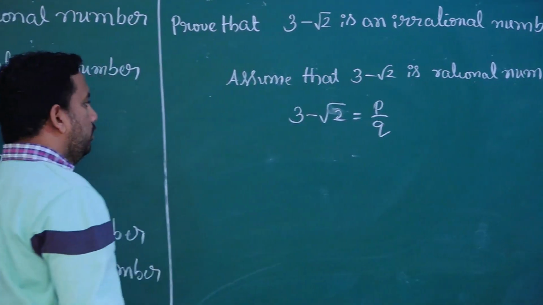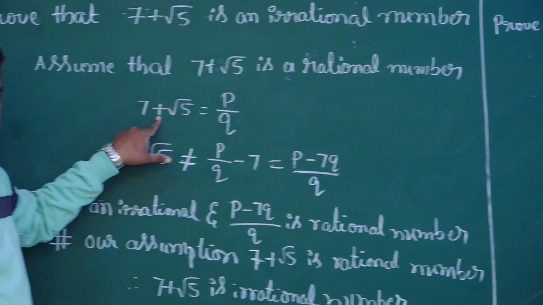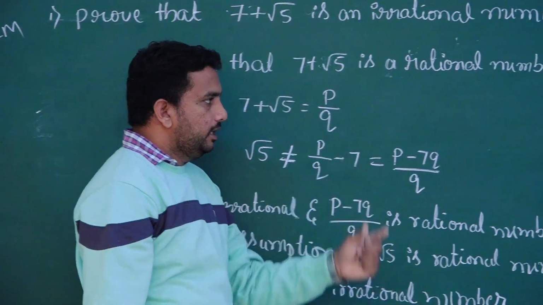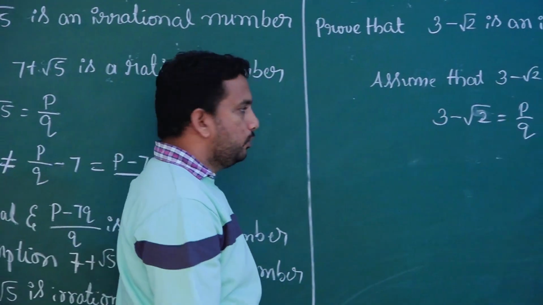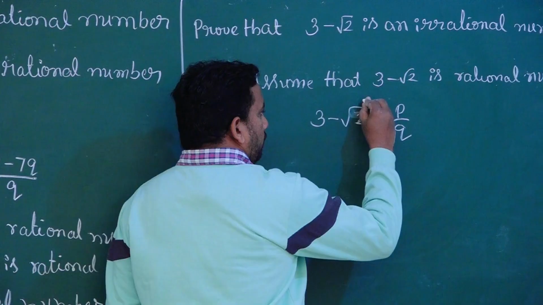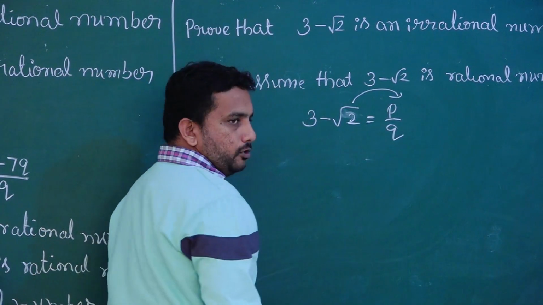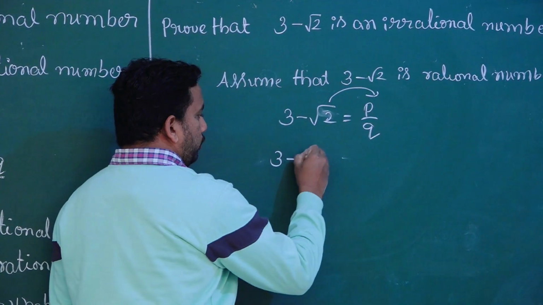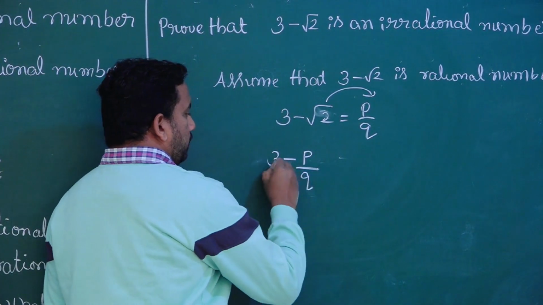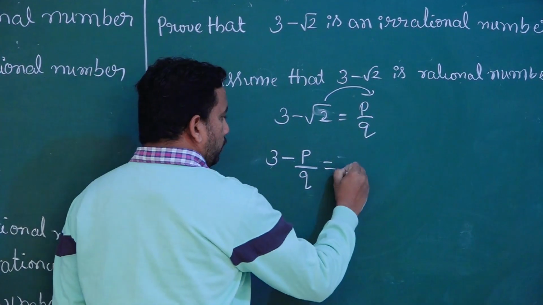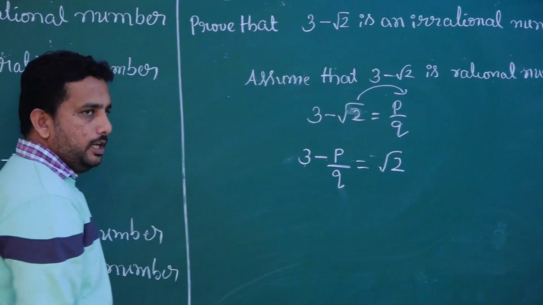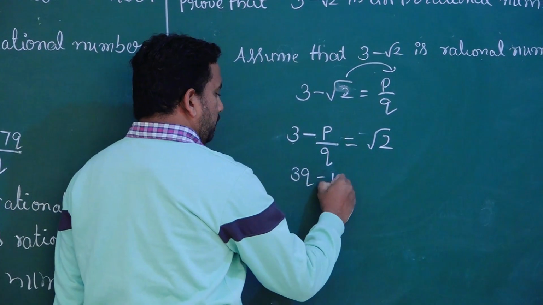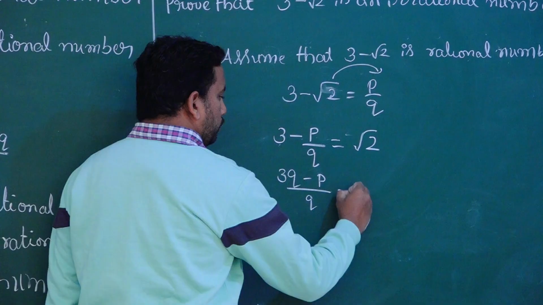Observe here: in the earlier example we had a positive value, so root 5 could be kept on the left-hand side, but here we have a negative value, minus root 2. Therefore we shift the square root number to the right-hand side and take p by q to the left-hand side. So it becomes 3 minus p by q is equal to root 2. There is a slight change. Then it becomes (3q minus p) divided by q is equal to root 2.